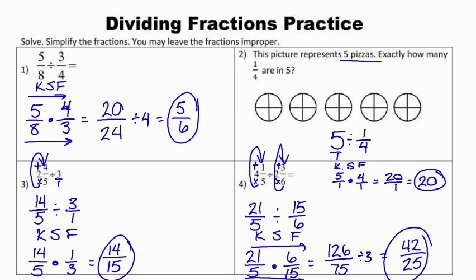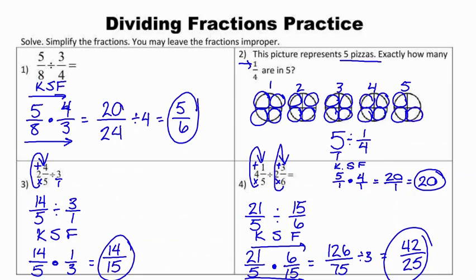But why do we get 20 pieces? Well, this is 5 pizzas, 1, 2, 3, 4, 5, and we want groups of 1 of the fourths. They're broken into fourths. So we circle groups of 1. 1, 2, 3, 4, 5, 6, 7, 8, 9, 10, 11, 12, 13, 14, 15, 16, 17, 18, 19, 20. We circled groups of 1 of the fourths, and we end up getting 20. So mathematically, you can see here why it's 20, and you can also see in a picture representation why it's 20.